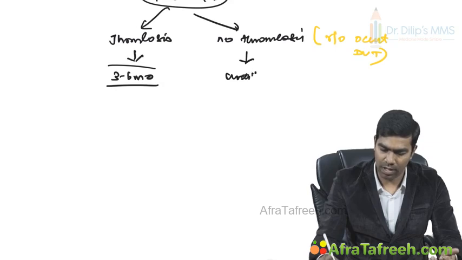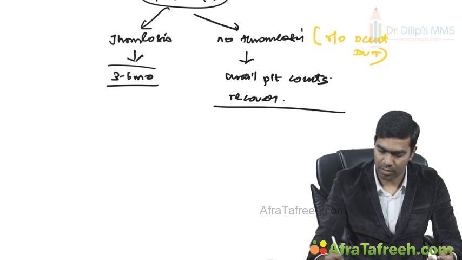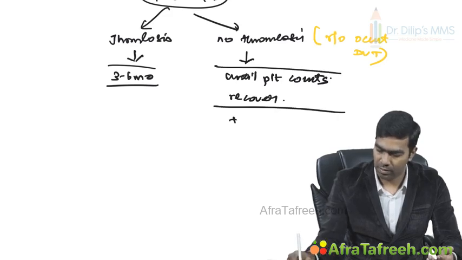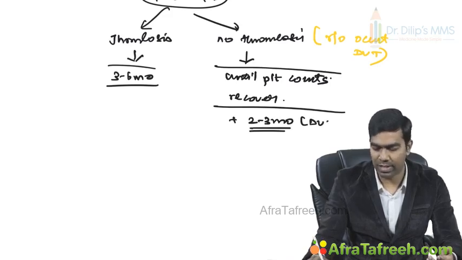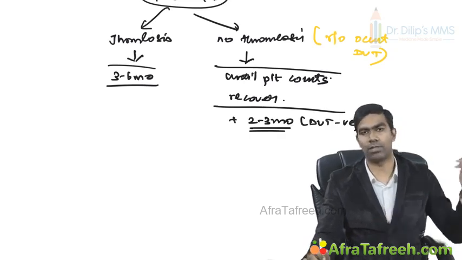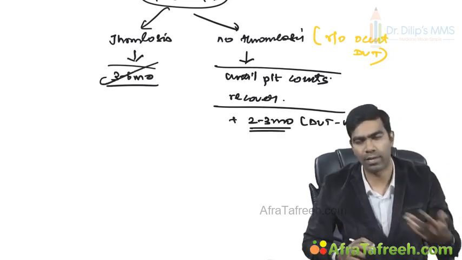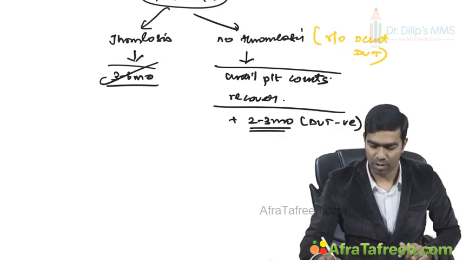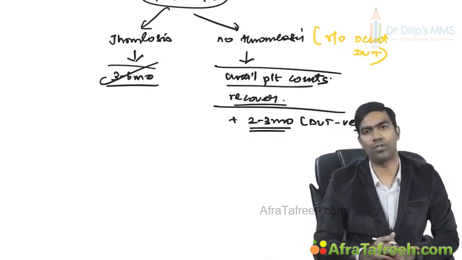So you can give until platelet counts recover, plus 2 to 3 months, suppose if DVT screening is negative. Remember, if DVT screening is positive, you have to go for 3 to 6 months because it's evidence of thrombosis. If you don't have evidence of thrombosis, you have to give until platelet counts recover.